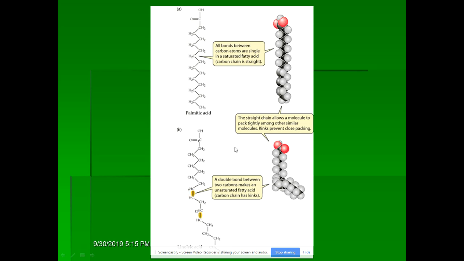Straight chains allow molecules to be tightly packed. Kinks prevent close packing. All right, so that's the idea. Kinks might be important to add to your notes at the appropriate spot and to look for. But really, don't worry about the word. It's just an organic chem word, kinks.